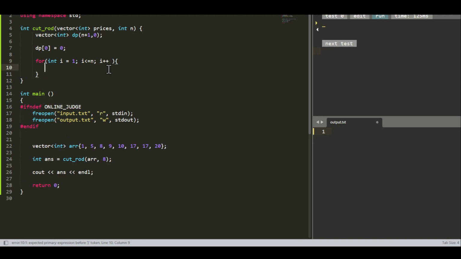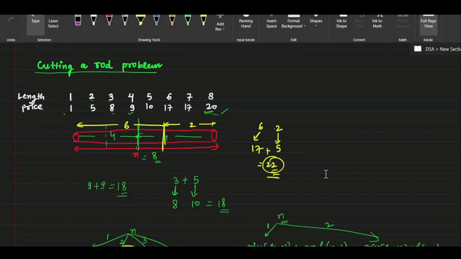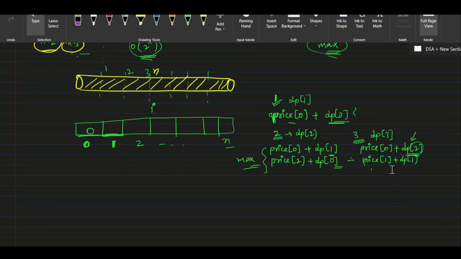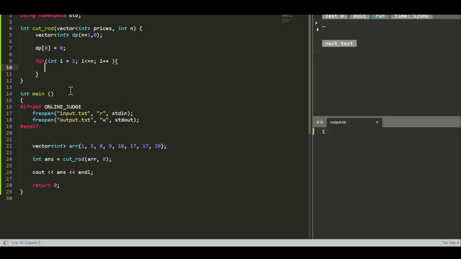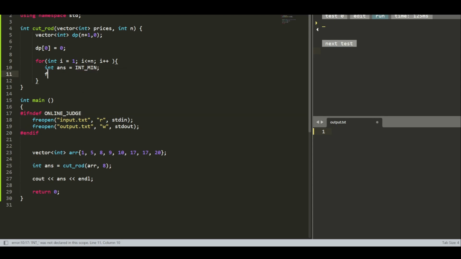Here, like we have discussed, if we want to find out the dp of 3, that is the answer for the rod of length 3, then what we are doing is we are iterating over each cut, one cut, two cut, till the length of the rod. And we are finding out the maximum out of it. To get a maximum out of it, we will declare an answer variable, which will be initially int min, since we want to maximize our result.